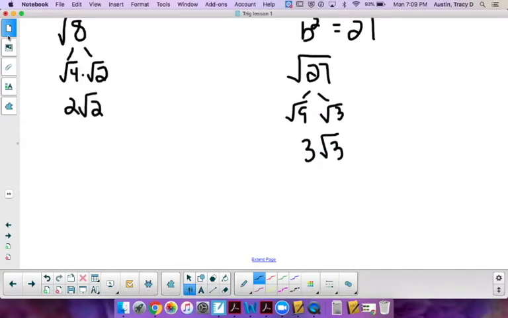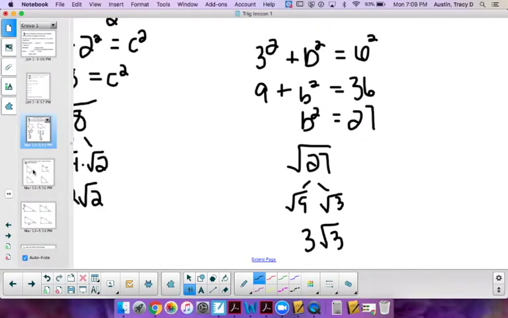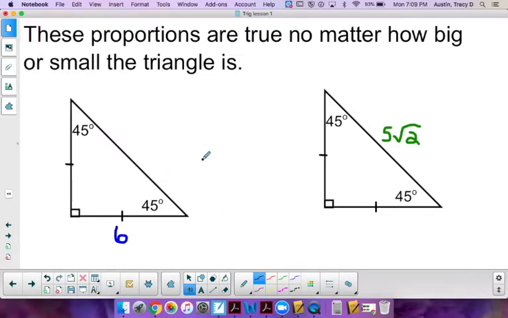But we're going to do several examples today, and this is what you're going to work on first. And again, these work no matter how big or small the triangles are. Okay, so we'll start with an easy one. We have a 45, 45, 90, and one of your leg measures is 6. Well, if one leg measure is 6, that means the other one is also 6, and that means the hypotenuse is 6 root 2.